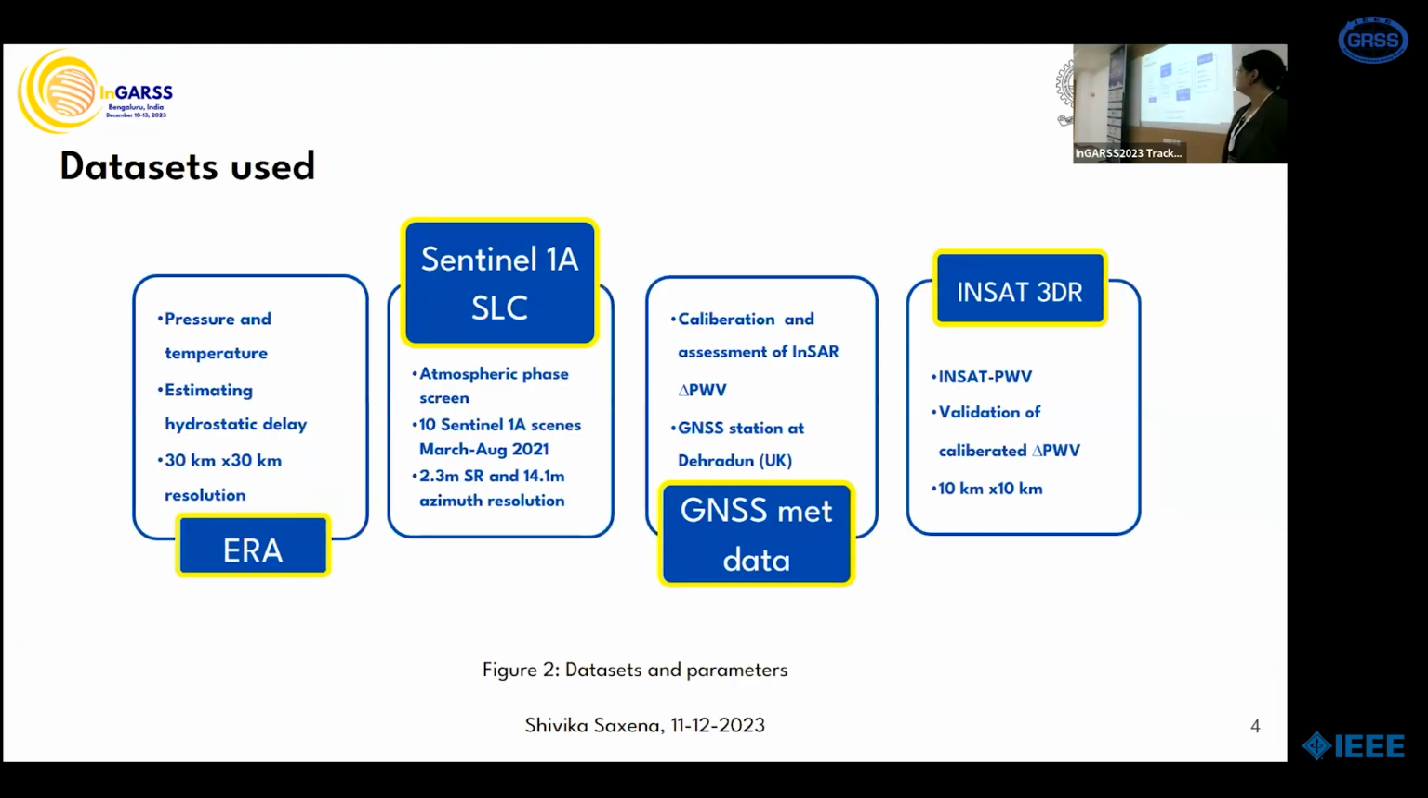These are the data sets used: ERA5 reanalysis data set, Sentinel-1A single look complex data set, GNSS meteorological data, a MET file, and INSAT-3DR data, which gives us PWV. This is INSAT-3DR sounder data. So we have these data sets at varied resolutions, and we are trying to use multi-earth observations in one scenario.